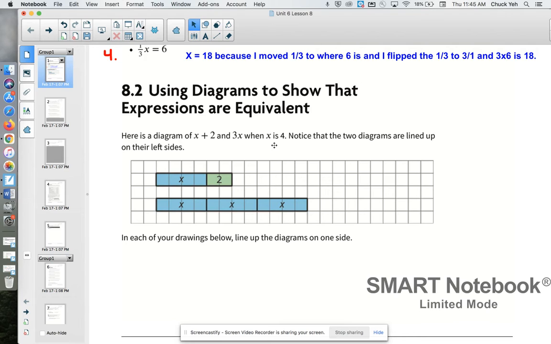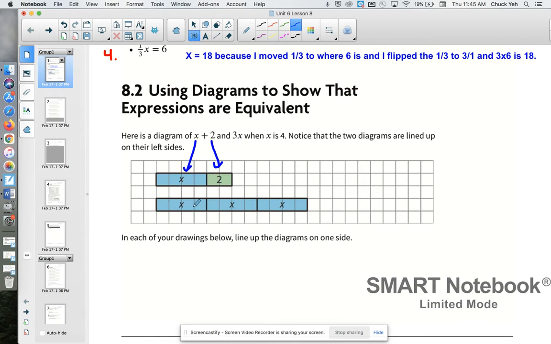x equals 4. Notice that the two diagrams are lined up on their left sides. So if x is 4, that's why you have one unit with 4 smaller units. And x is 2, there's one unit with 2 units. So do you see that? X is 4 because there's 4 here. X is 4 and then 2. 3x would be written like this as a tape diagram.